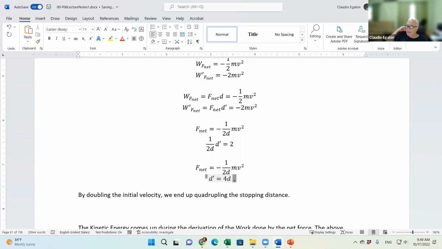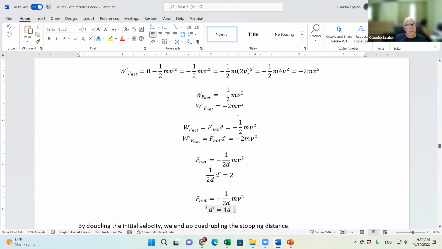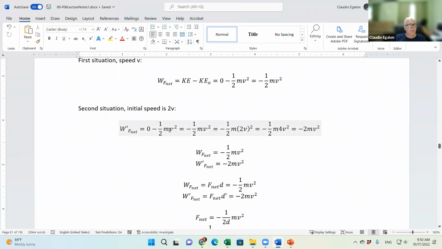Okay, that goes against what we would expect, right? We usually would expect that if you double the velocity, the stopping distance will double, right? But that's not how it works. The work kinetic energy theorem proves to us that the distance is not going to double, but it's going to quadruple. That's because the kinetic energy is a function of the square of the speed. If you double the velocity and put it in the square of the speed, the kinetic energy is going to quadruple. Okay, you're squaring 2, right?